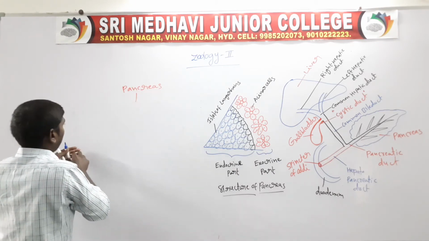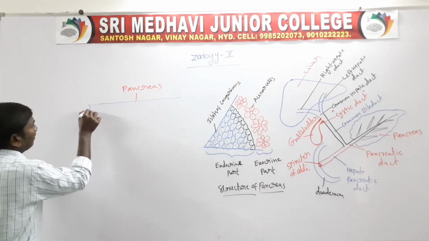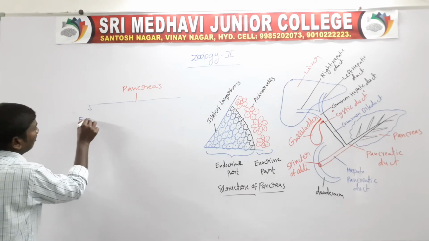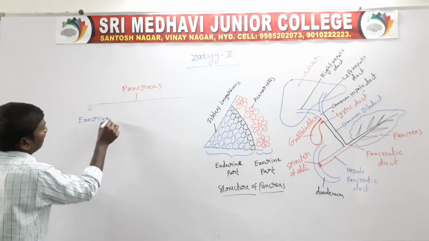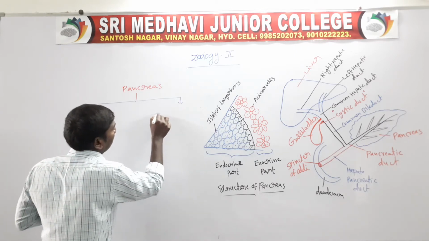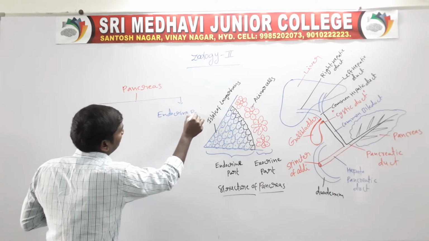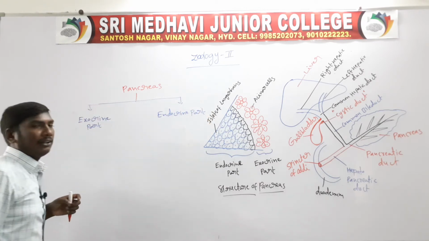The pancreas has two parts. The first one is the exocrine part, and the second one is the endocrine part.